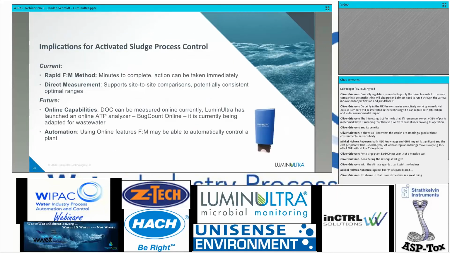So just some implications for activated sludge process control. In the current term, we have a rapid F2M method. It's minutes to complete. Action can be taken immediately. This isn't something where you're waiting 5 to 7 days or even overnight to get a result, so you can take action. It's a direct measurement, so it's going to support that site-to-site comparison. You're not accounting for differences in influent composition or sludge activity.